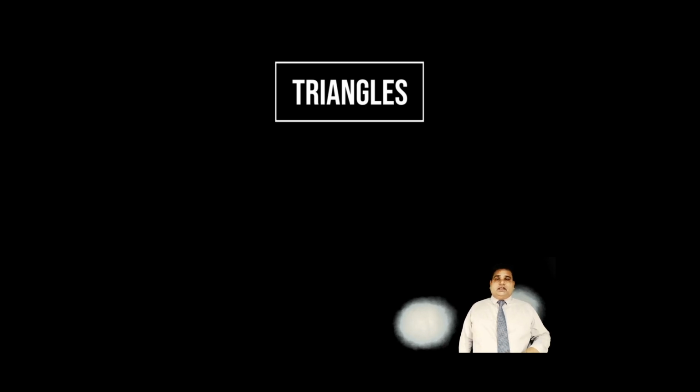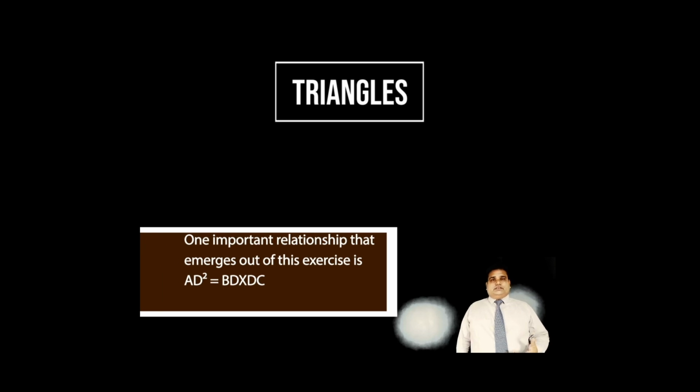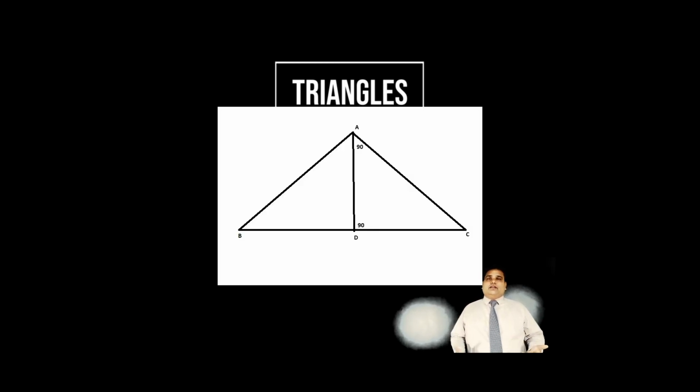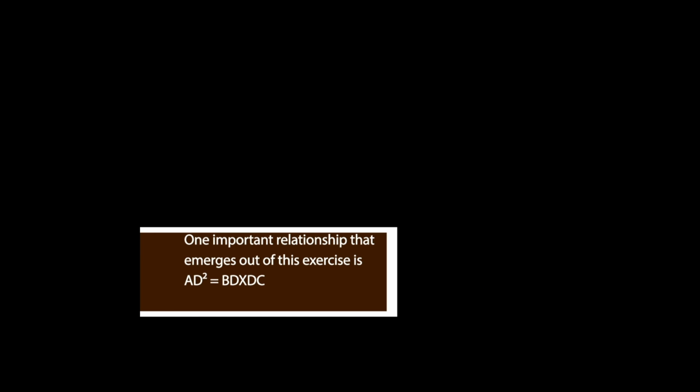Also, we can write down the relationship between the sides in these three triangles. One important relationship that emerges from this is AD square is equal to BD into DC. The square of the altitude we are drawing will be equal to the product of the two parts of the opposite side. So AD square equals BD into DC.